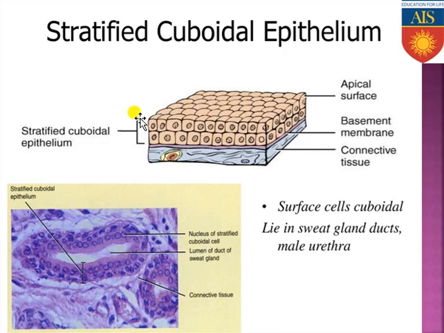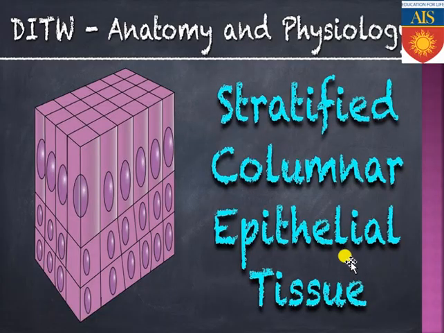Stratified cuboidal epithelium, you can see the figure, these are the cuboidal shaped cells which are present in multiple layers, and obviously the lower layer is taking rest on the basement membrane, and the overall surface cells are obviously cuboidal shaped, and they are lying in the sweat gland ducts and male urethra, in these specific locations.